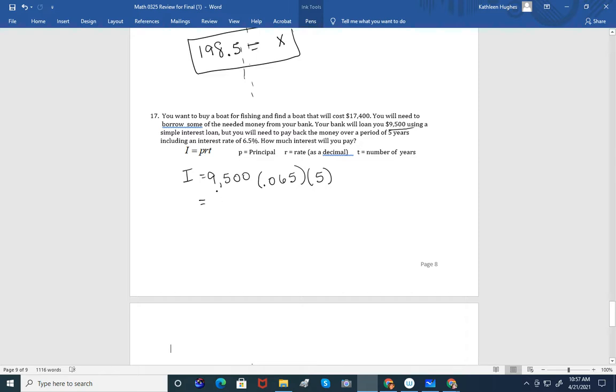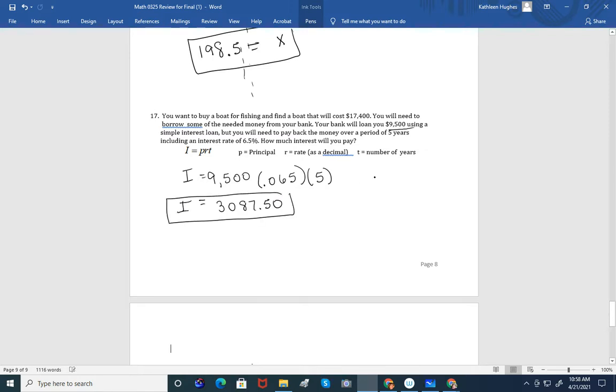is, gosh, that seems like a lot, $3,087.50. So about $600 and something a year just in interest at 6.5%. So how much interest will you pay? That is the interest.